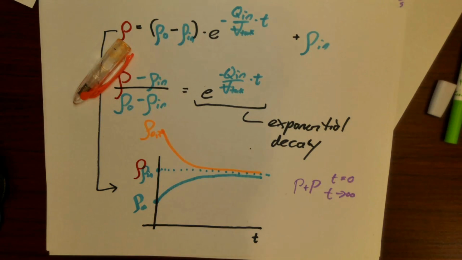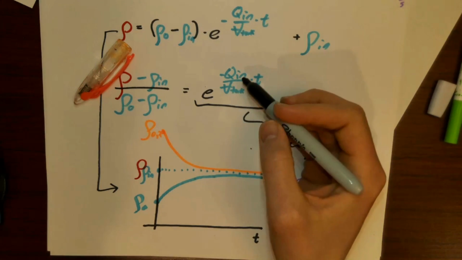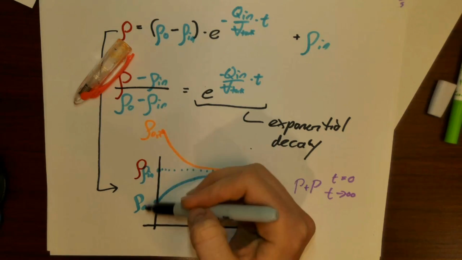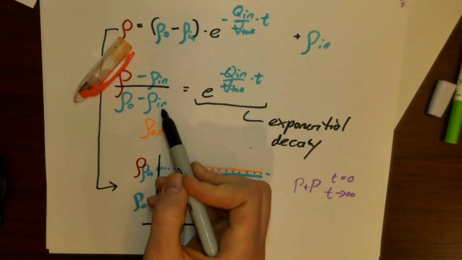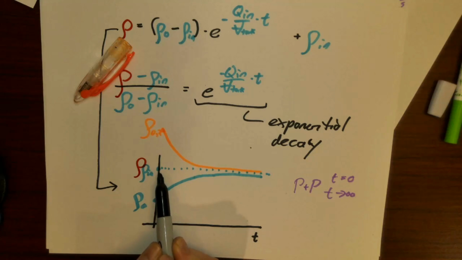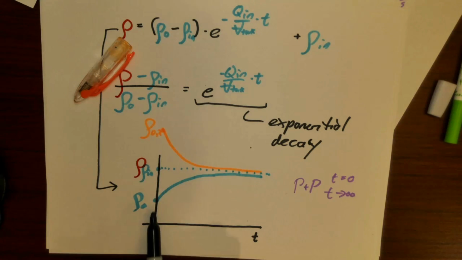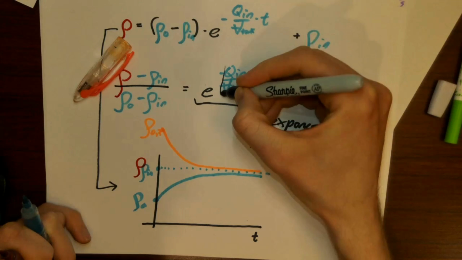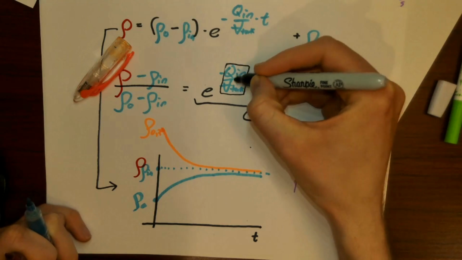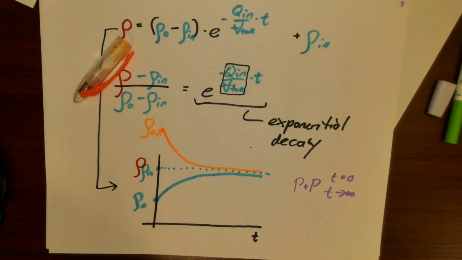Finally, I'd like to talk about what happens if I tweak some of these variables. We talked a little bit about what happens if I change rho naught. You can see what would happen if I changed rho in. If I changed rho in, then I'm essentially changing the level that this curve is going to asymptote to. But what happens if I try to change either Q in or V tank?